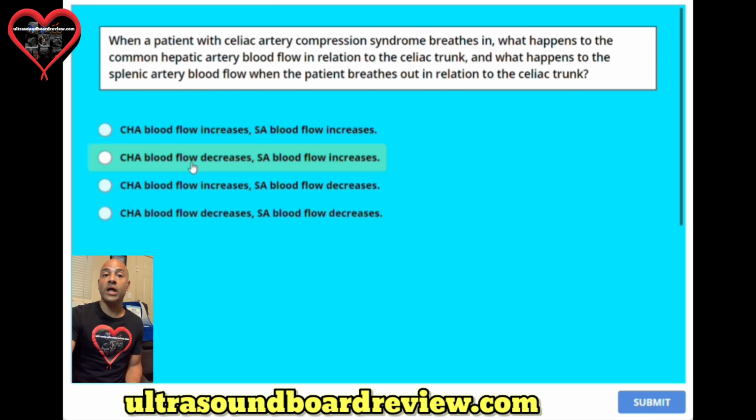And already we can rule out two options, B and D, because we know that the blood flow increases. So the answer is either going to be A or C. Now the second half of this question is blood flow will decrease distal to the stenosis during expiration. So now we can rule out the last option, and that leaves us with the correct answer. So the common hepatic blood flow will increase during inspiration, and the splenic artery will decrease in blood flow during expiration. So the choice is C.